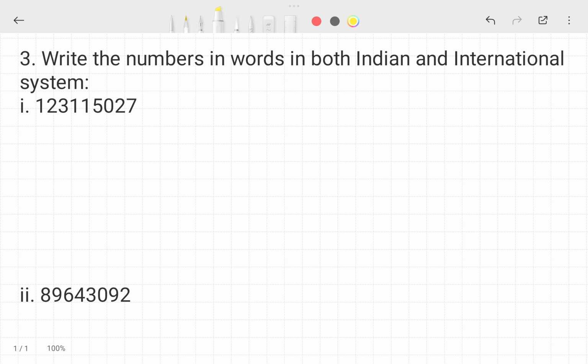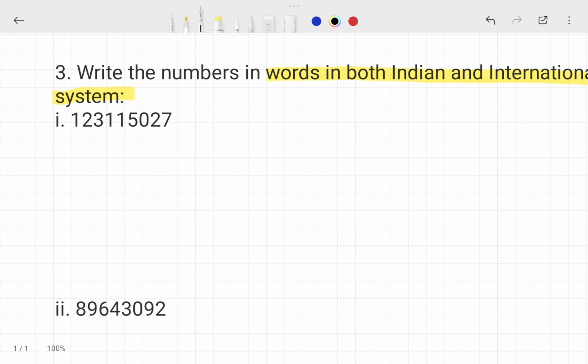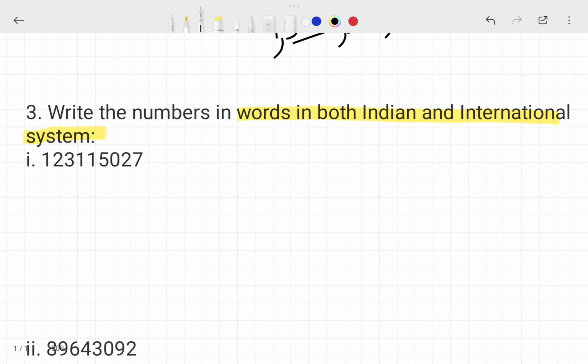The next question tells us to write the numbers in words in both the Indian and international systems. The number given, we have to write in the Indian number system and also in the international number system. Let's write the first one in the Indian number system. How will you write this in the Indian number system? First, in the Indian number system.